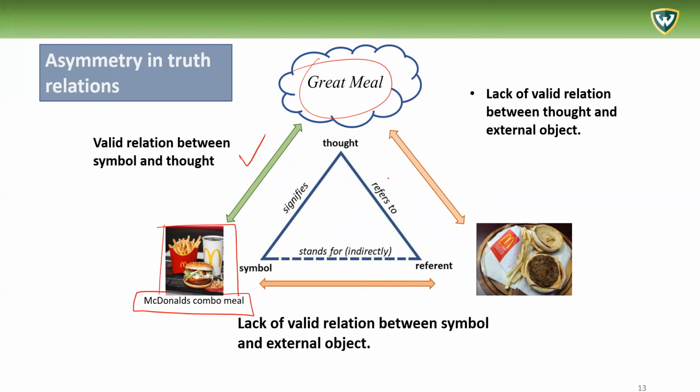It's a check. But when you actually go to it and you actually get it, you notice that the actual object that you got is not great. So the concept doesn't correspond to the actual object that you got, although the concept did correspond well with the symbol. You thought you were getting this, and you thought that's what you usually get, and that is a great meal, and this image refers to a great meal, but the actual thing itself doesn't. So there is this kind of asymmetry in the relationships.